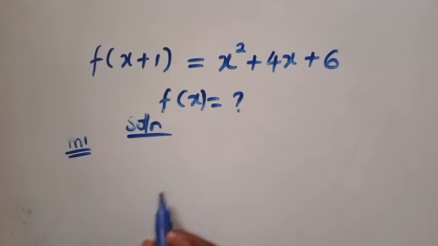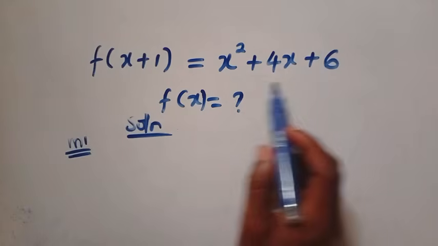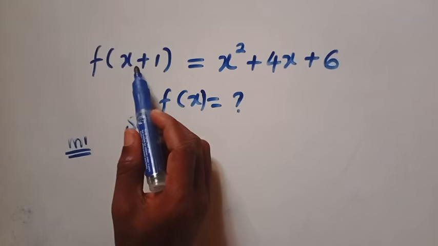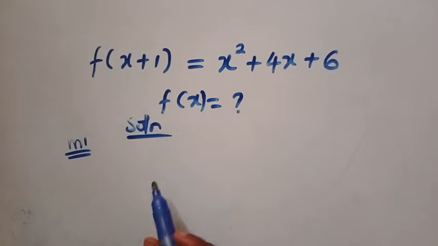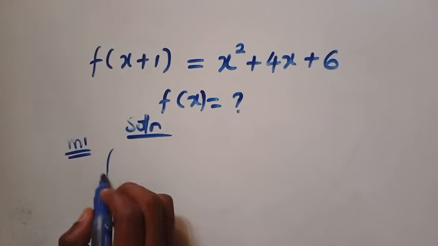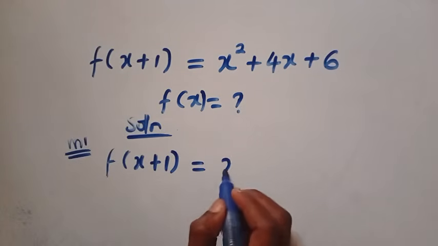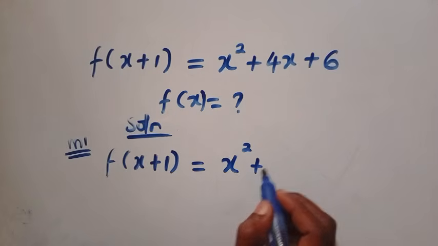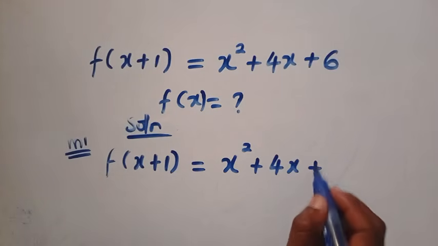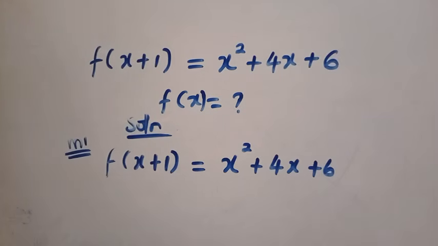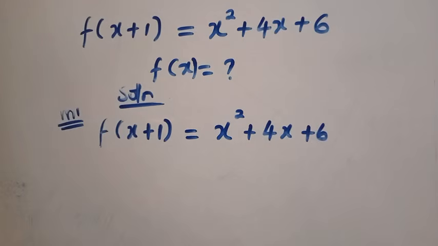I want to try and manipulate all these sides just for it to have x plus 1 as the domain. From here we have f of x plus 1 equals x squared plus 4x plus 6. This is the given question. But can this be factorizable?